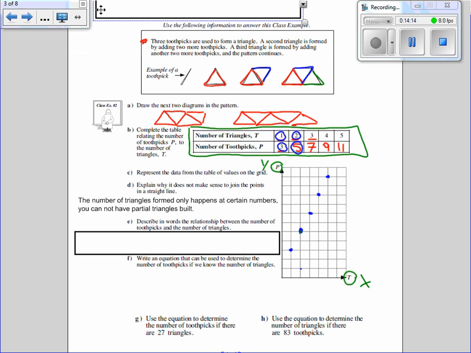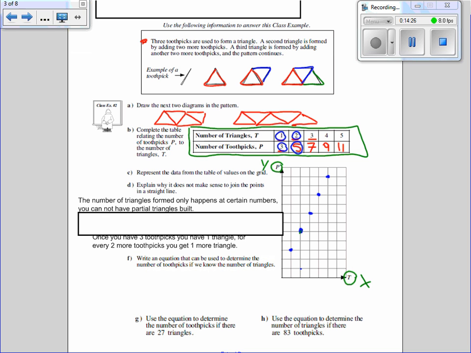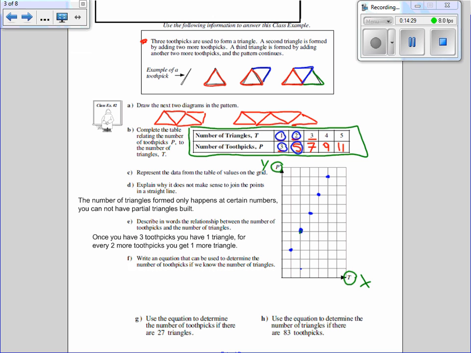Question E. Describe in words the relationship between the number of toothpicks and the number of triangles. Well, if we were to look at our data, we would know that once you have 3 toothpicks, you have 1 triangle. But for every 2 toothpicks you add, you get 1 more triangle. And I've put that in words nicely there for you. Just describing the relationship of 2 more toothpicks equals 1 more triangle.